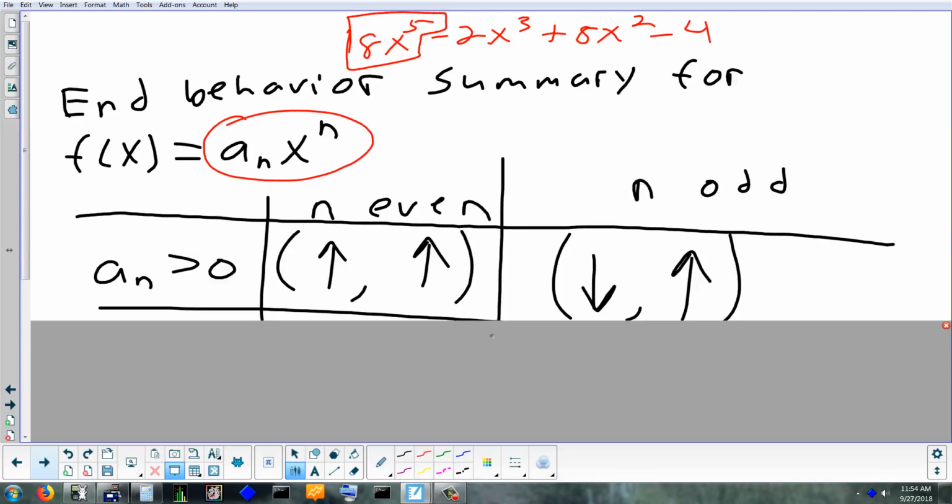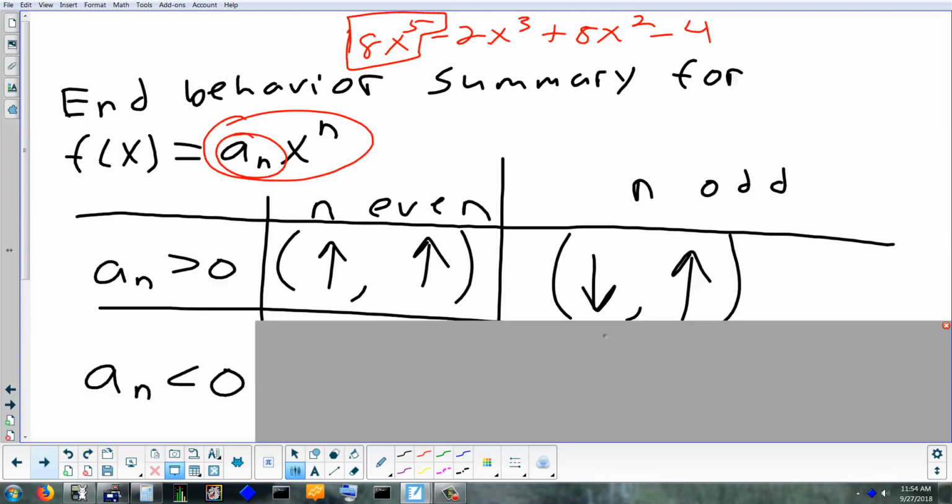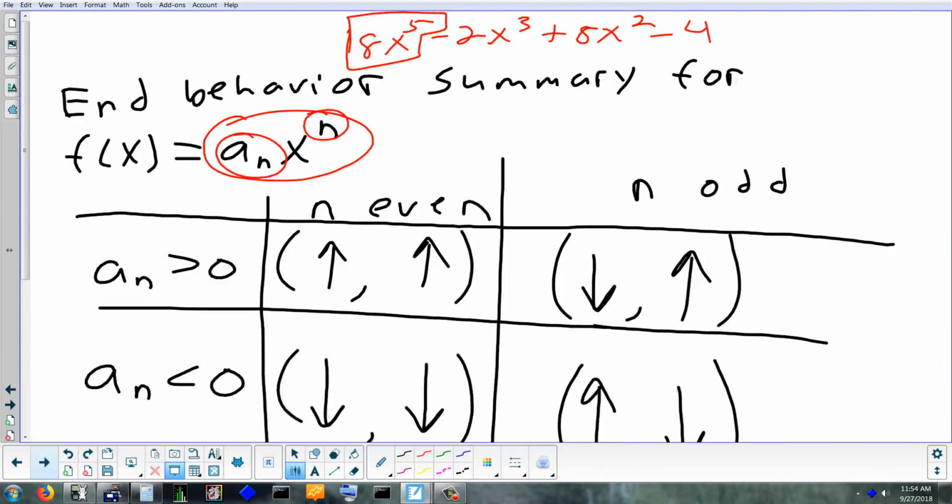And there's 2 things you look at. Look at the coefficient, and you're going to ask yourself, is it positive or negative? Is it greater than 0 or is it less than 0? And then look at the exponent. Is the exponent even or is it odd? Those 2 things are all you need to know to figure out end behavior.